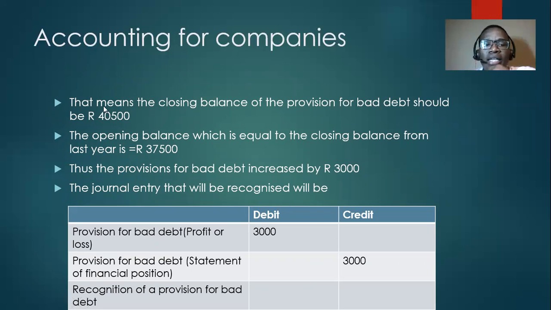So this means that the closing balance for the provision for bad debt should be 40,500, whereas the opening balance, which is equal to the closing balance from last year, is 37,500. Thus, the provision for bad debt is increased by what? 3,000. Then the journal entry that will be recognized will be debit provision for bad debt 3,000.